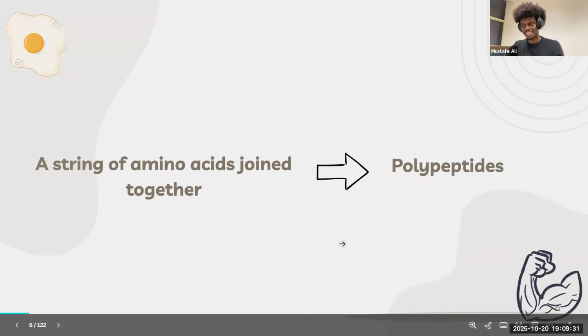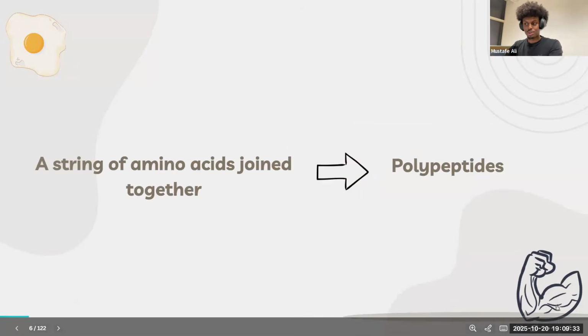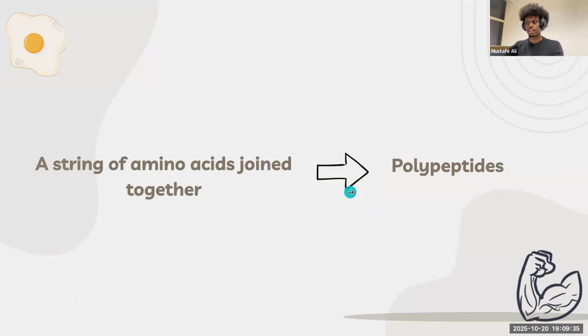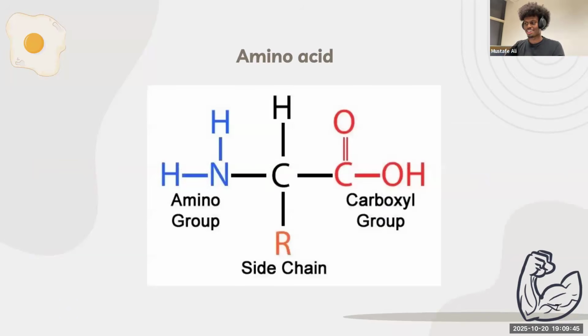Now, a protein is composed of a string of amino acids that are joined together. Now, this can also be called a polypeptide. So proteins are just a bunch of amino acids connected to one another via what we're going to be talking about right now. Now, this is an amino acid, okay? Its structure might look a bit scary. It might look a bit confusing, but it is very simple.